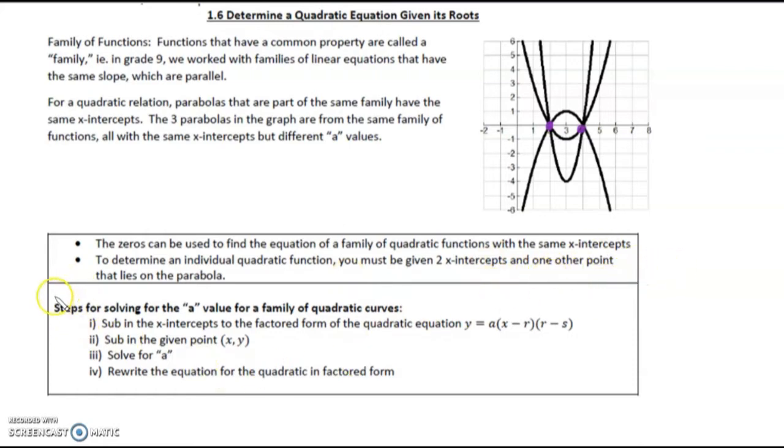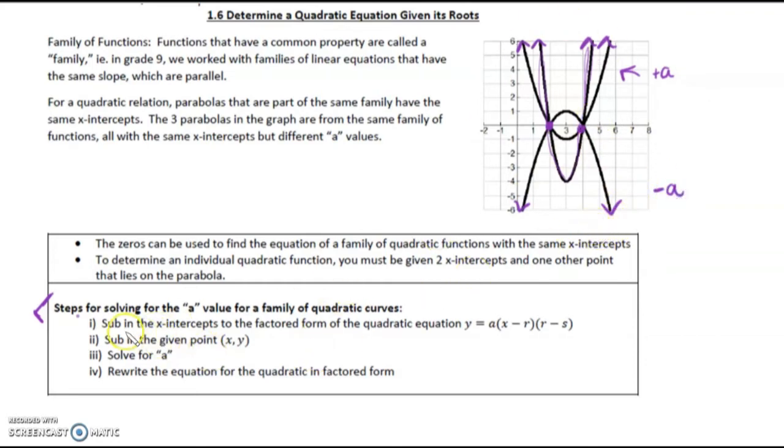Here are the steps for solving for the a value in a family of quadratic curves. Up here, these two quadratics are going to have a positive a value. And this one in here, since it's stretched out, is going to have a larger a value, for example. And then this one opening down is going to have a negative a value.